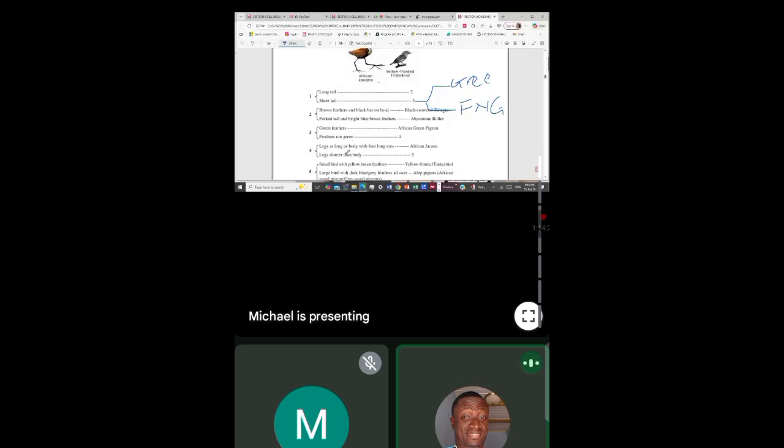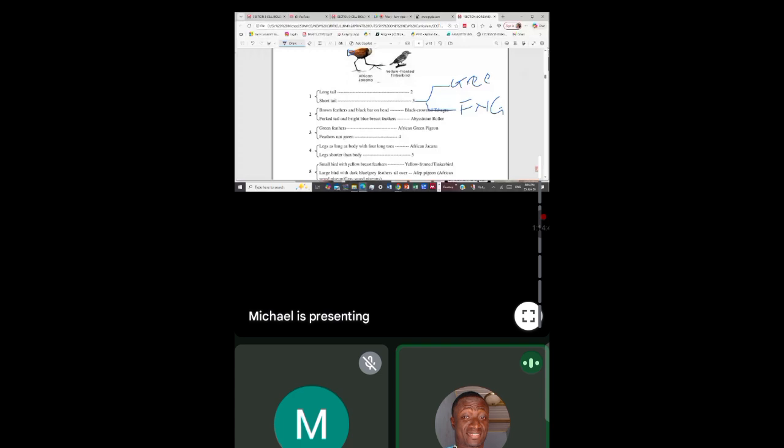If you are not green, you say let's move to point 4. Leg as long as body with 4 long toes. So here the African jacana will come, because it's the only organism here that has a short tail. Even it has the shortest tail. Look at the tail here, very, very short. Assuming it doesn't even have a tail. So it has a very, very short tail.